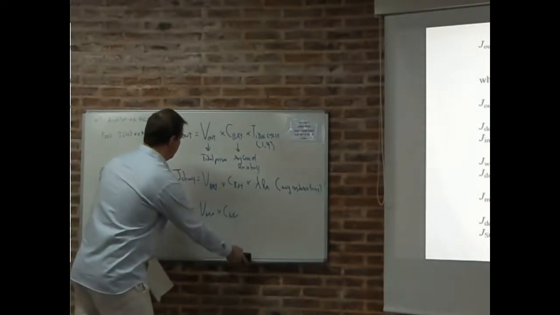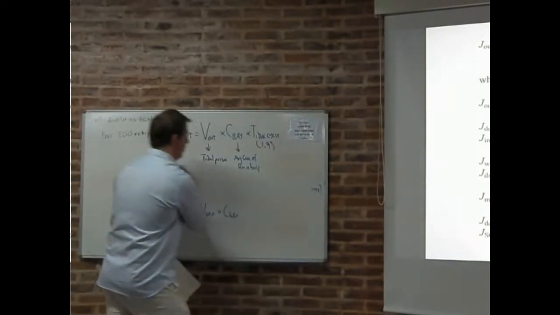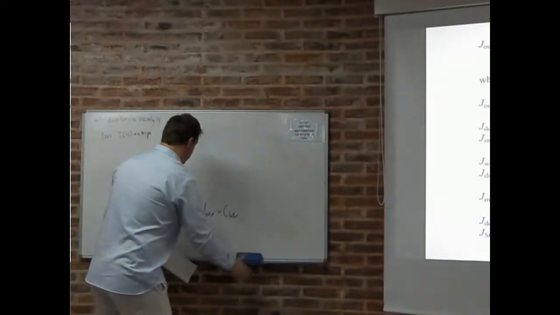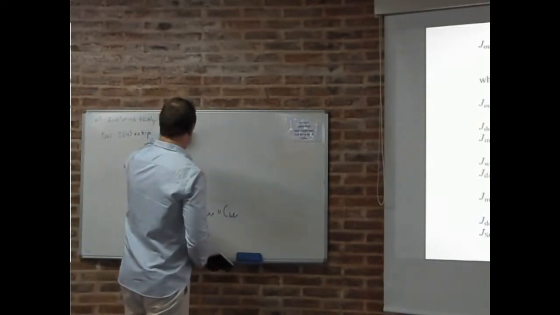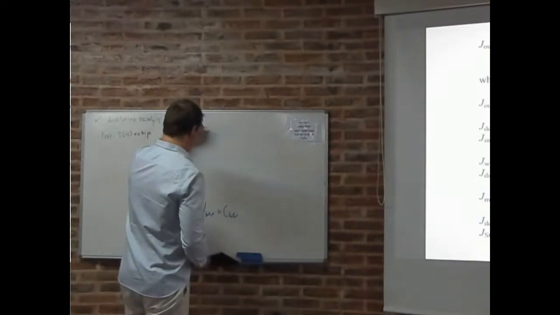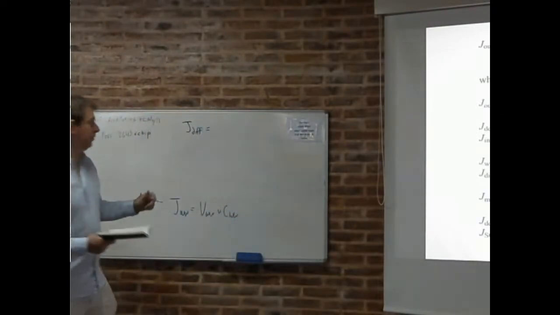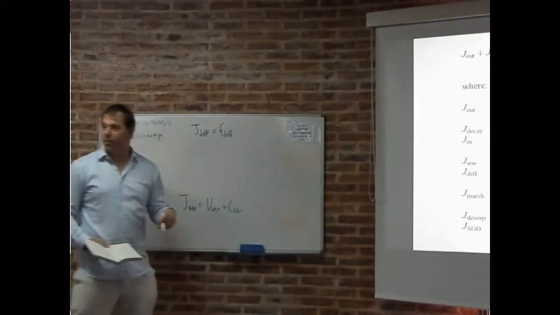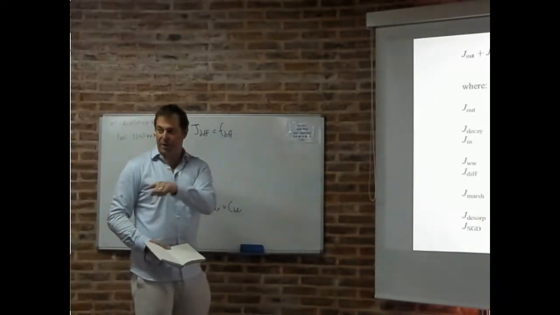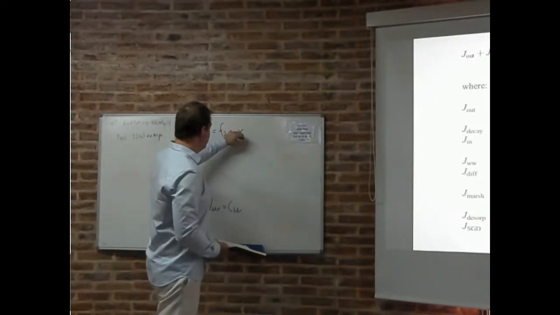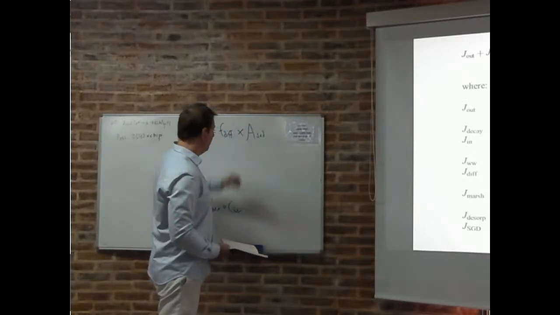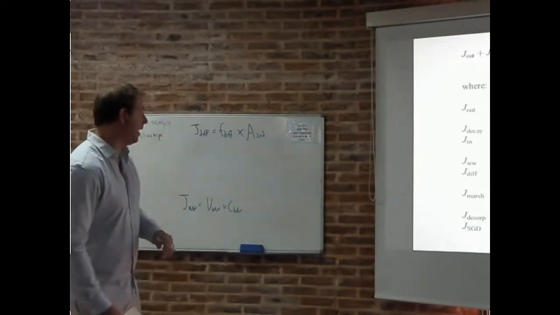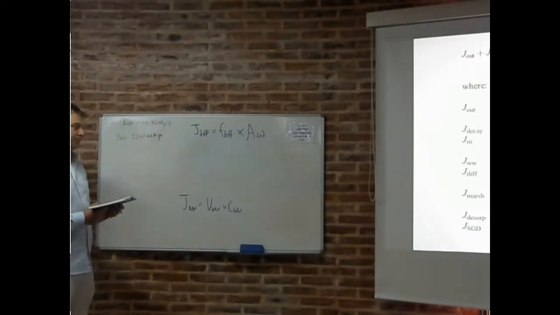I'm going to erase these two. Those are our mouse. J diffusion equals the flux, the diffusive flux of radium, and I'll show you how we do that in a minute, times the surface area of the sediment in the bay, in the box. That's J diffusion.